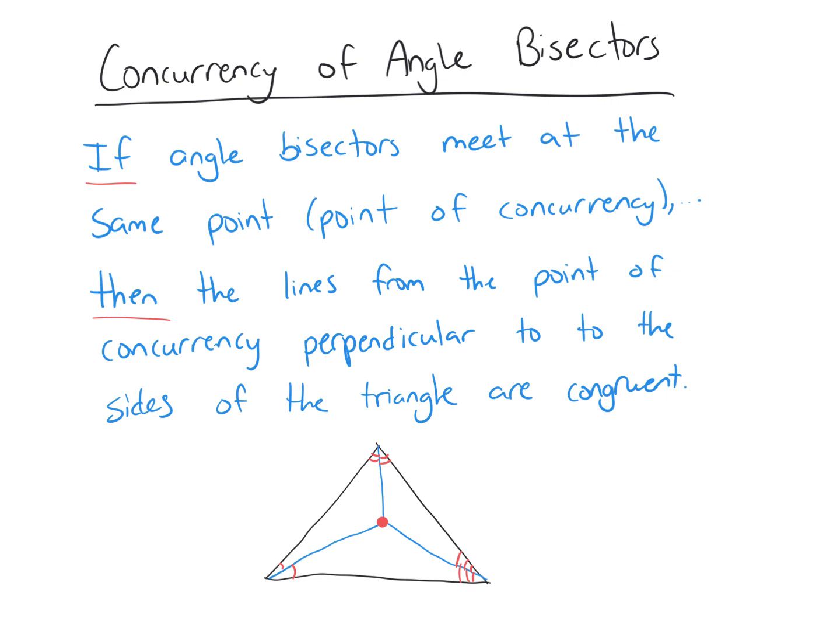Okay, now moving on to the then statement. Then the lines from the point of concurrency perpendicular to the sides of a triangle. How do we draw that? So from here to here, what does perpendicular mean? 90-degree angle. Does that mean that's a perpendicular bisector? No. If it was, it would say perpendicular bisector here. It's just wanting a line perpendicular to that side. So draw one of those to each side, from the point of concurrency to the side of a triangle.